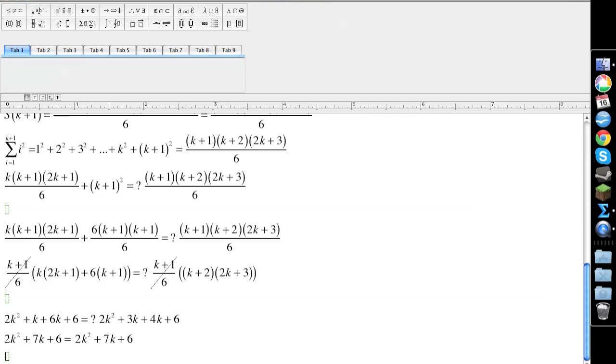So what you say is the formula holds for n equals 1 and n equals k plus 1. Therefore, it holds for all n by induction.